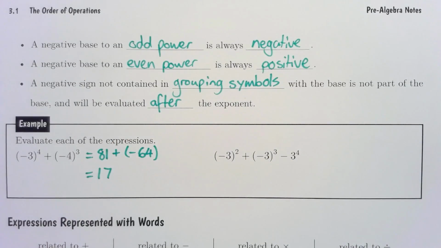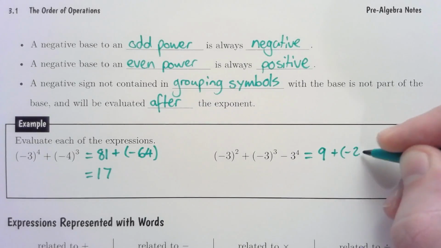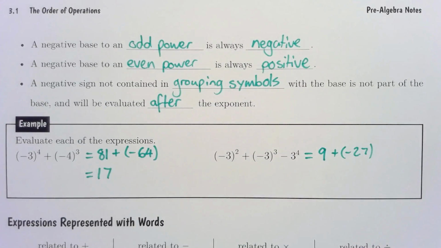For our next example, we have negative 3 in parentheses to the power of 2 plus negative 3 in parentheses to the power of 3, subtract 3 to the power of 4. Negative 3 to the power of 2 is 9 and positive because it's an even power. Negative 3 to the power of 3 is negative 27, negative because it's an odd power.